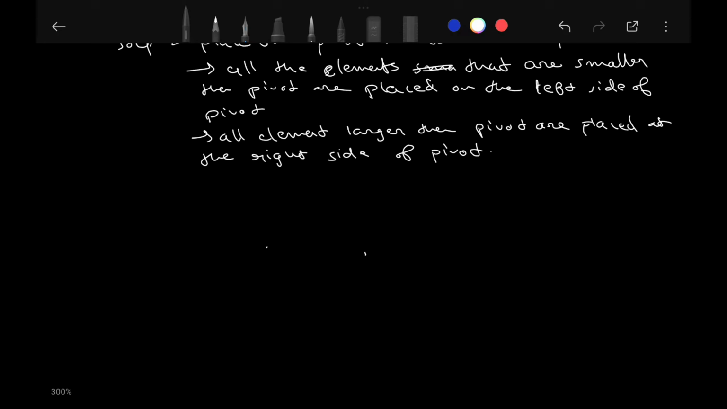Okay. Now, first of all, let us understand this with the help of an example. Let's take an array as an example. You can consider anything, an array or a vector. Let's suppose this is our particular array.